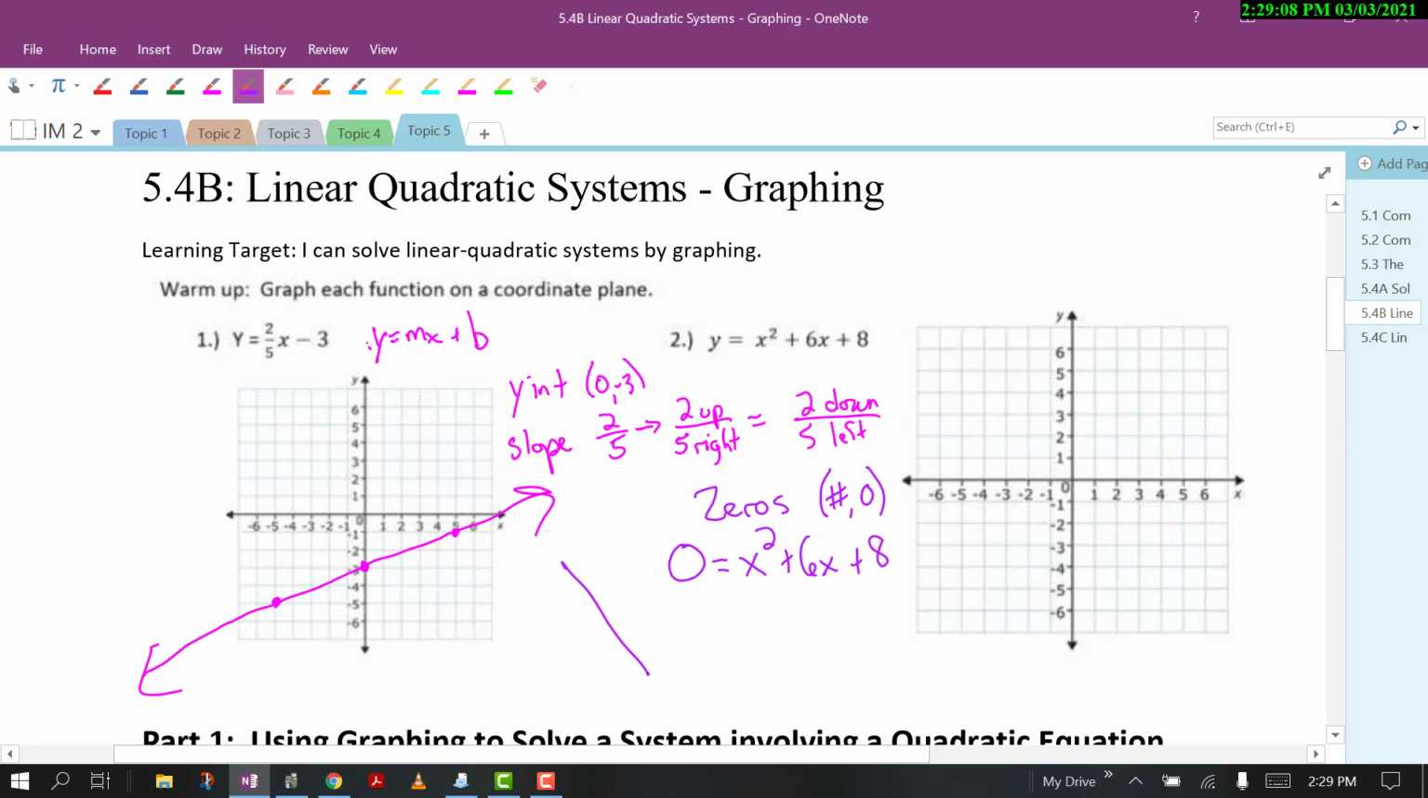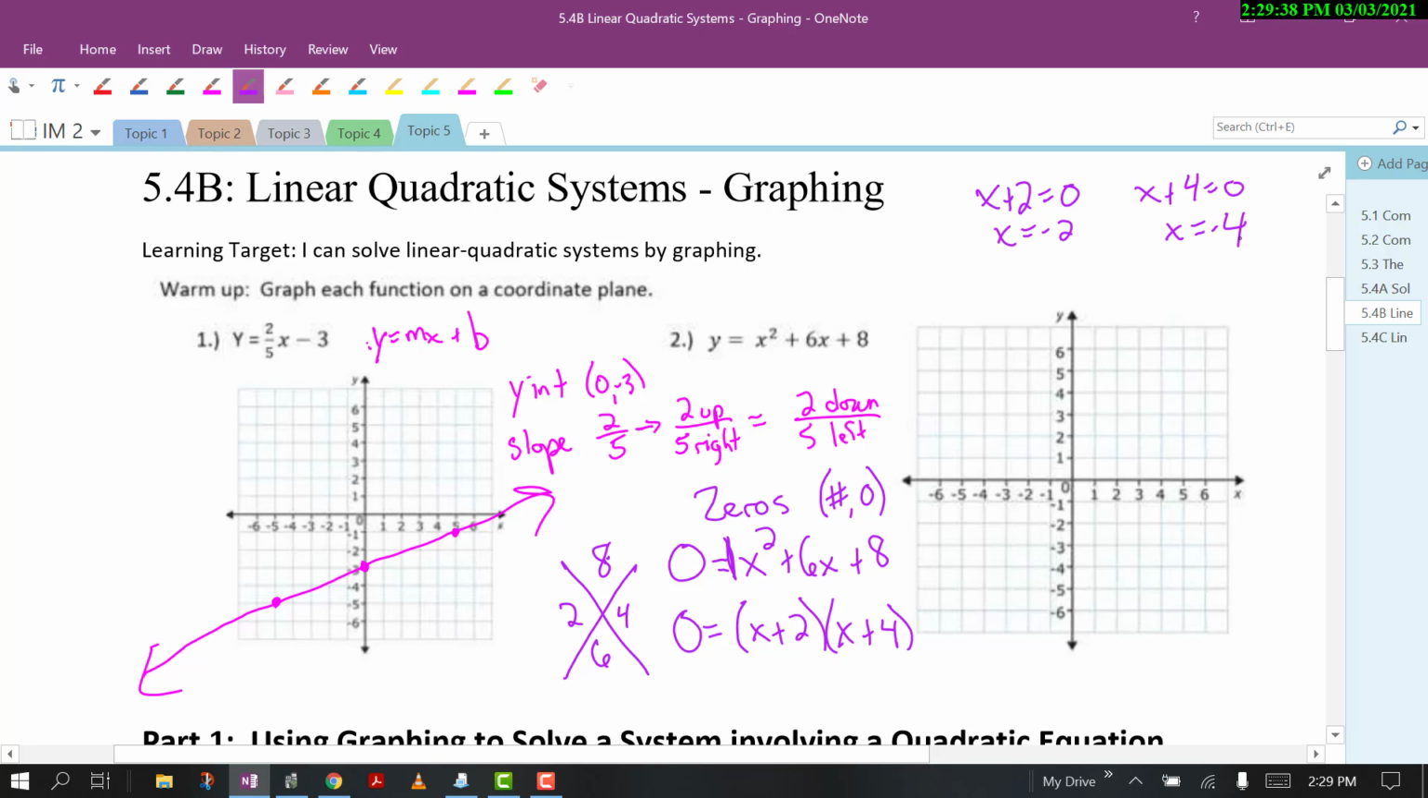So we can factor this. We'll do our diamond problem. We want a product of 8, a sum of 6, so that would be 2 and 4. And because the coefficient of x squared is 1, we can skip right down to here, where we just use our diamond problem answers as the second part of each binomial, each set of parentheses. Then we set those equal to 0 and solve for x. So the first one, x equals -2, second one, x equals -4. So those are our zeros.